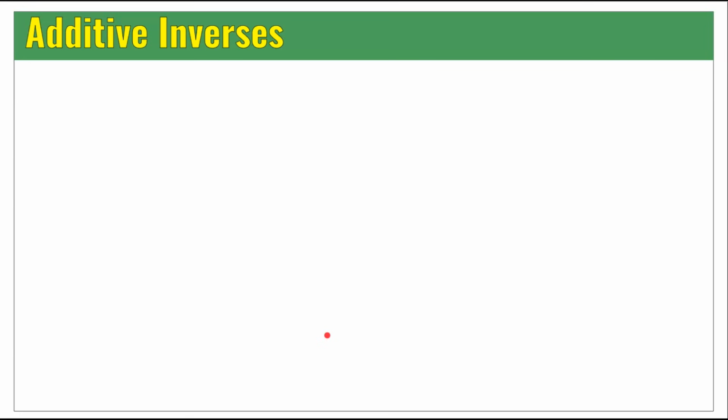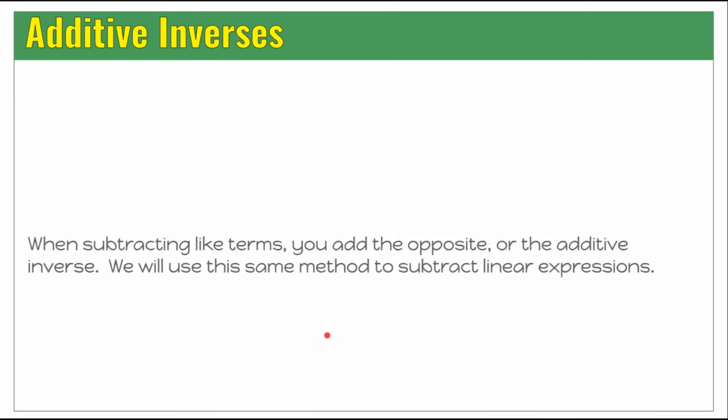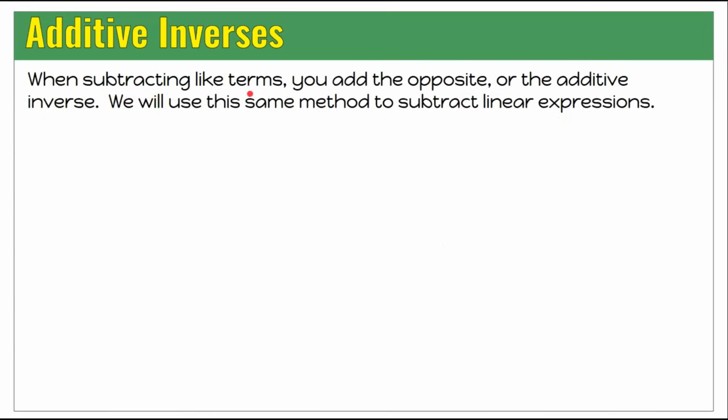Let's begin by understanding additive inverses. When we subtract like terms, you add the opposite, or the additive inverse. We will use the same method to subtract linear expressions. When you learn to add and subtract integers or rational numbers, you learn to add the opposite. So you change subtraction to addition and add the opposite value. An opposite is an additive inverse.